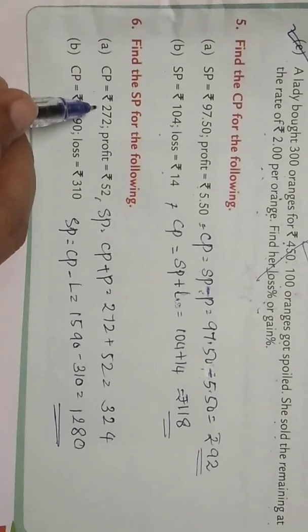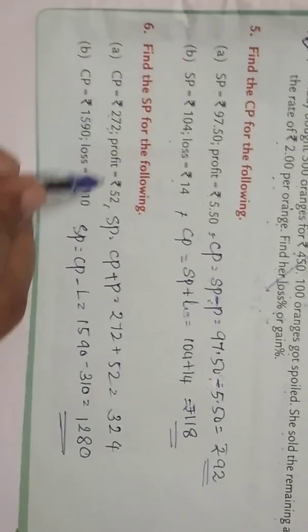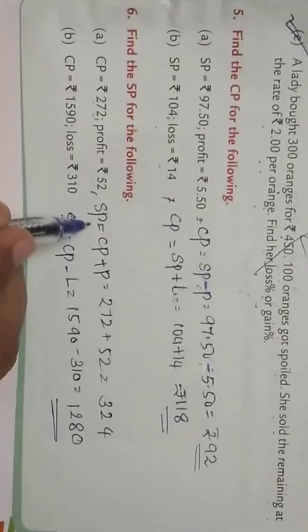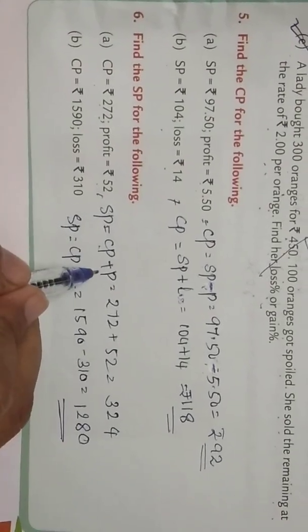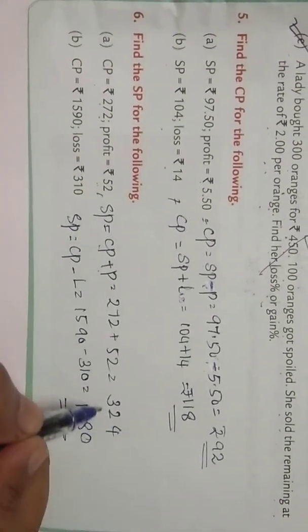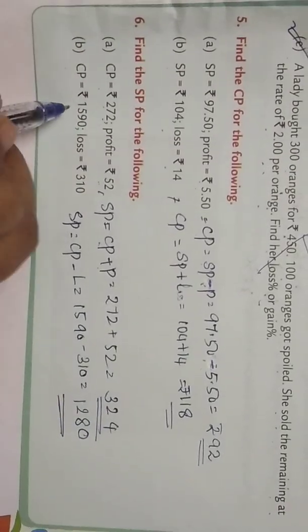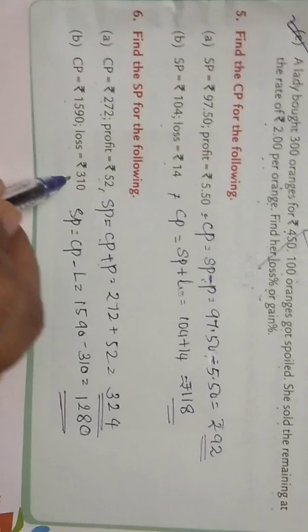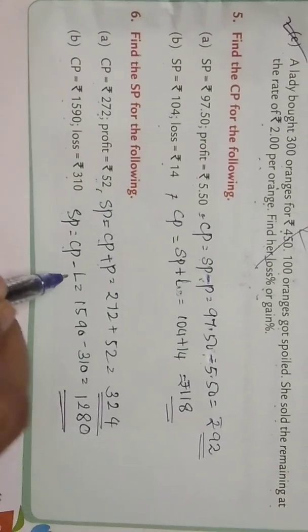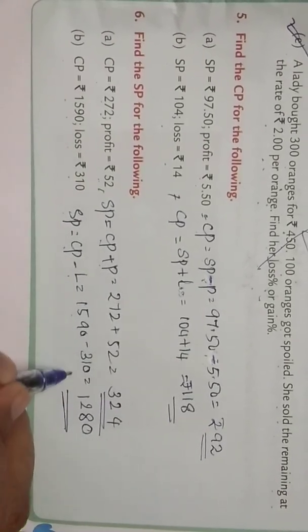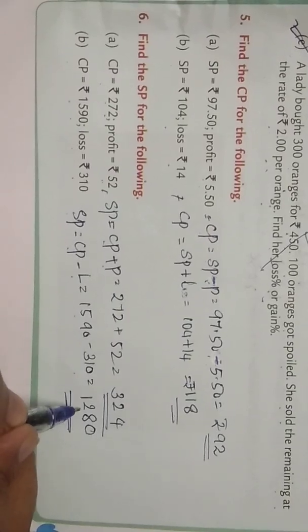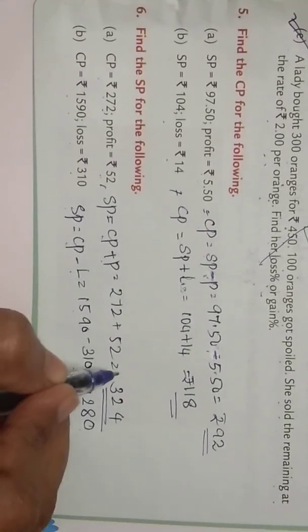The same type, find SP of the following. CP is given 272, profit 52. So to calculate SP, CP plus profit is the formula. So we have to add these two numbers. We will get 324. Next one is CP equals 1590, loss equals 310. So SP equals CP minus loss. So we have to subtract, and we will get 1280 rupees.